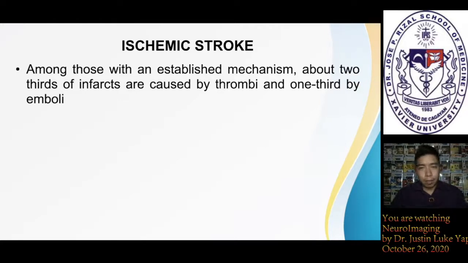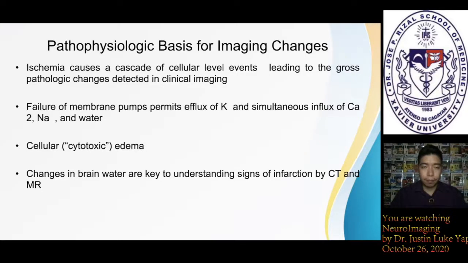Among the established mechanisms of infarcts, two-thirds are caused by thrombus, while one-third is caused by embolus. Basically, the pathophysiology involves the failure of the membrane pumps, which permits efflux of potassium and influx of calcium, sodium, and water. This produces cellular, or what we know as cytotoxic, edema. These changes in brain water are the key principles of what we see on CT scan and MRI imaging.